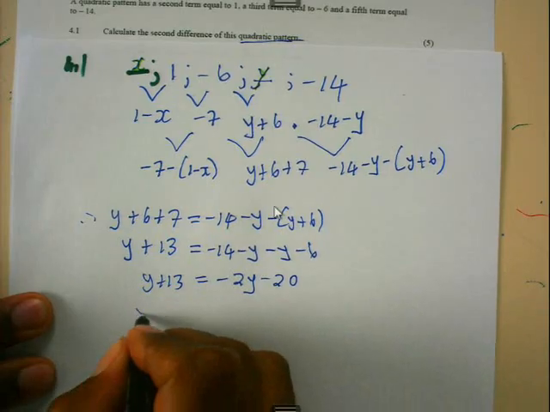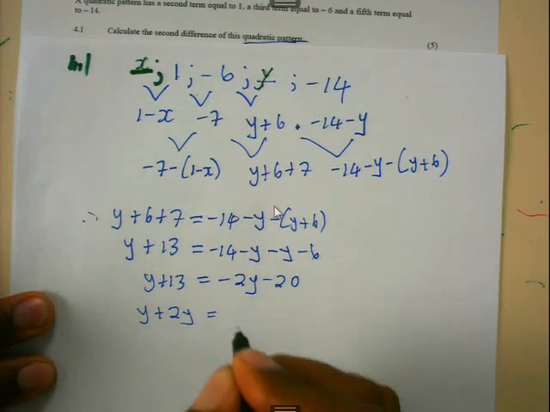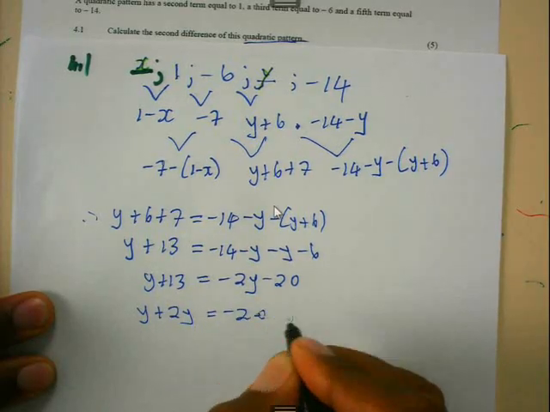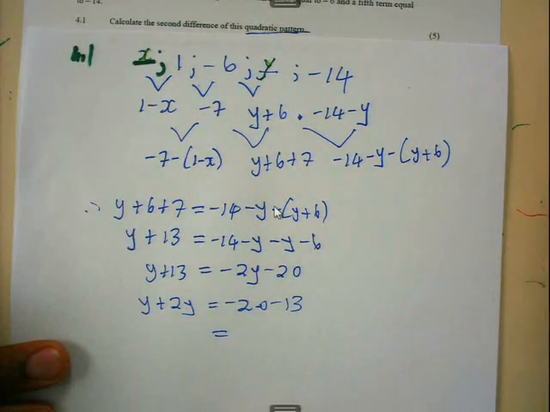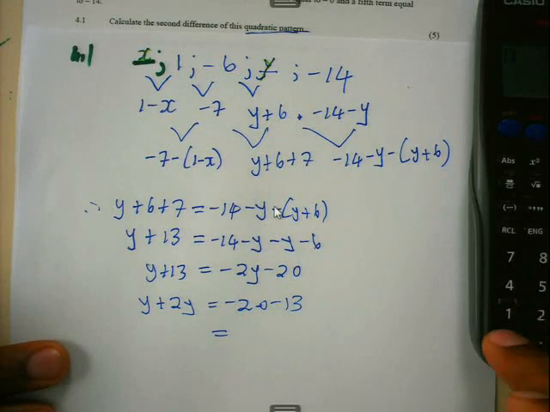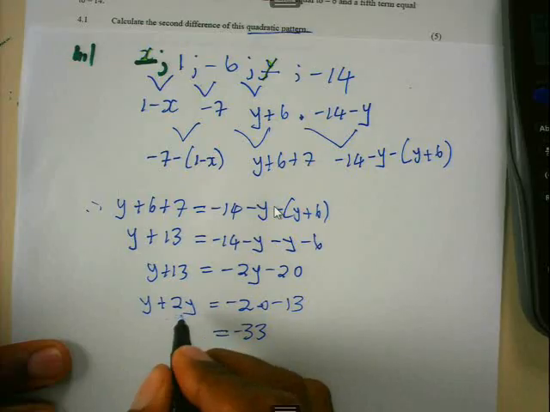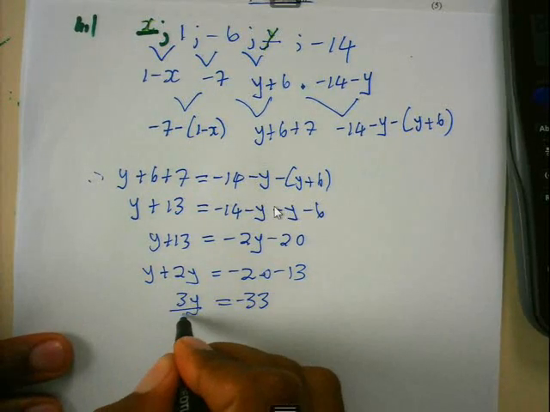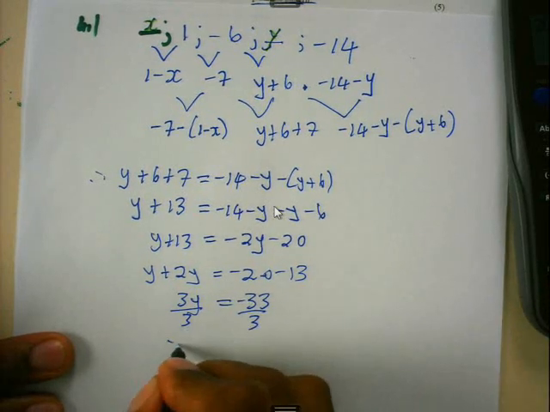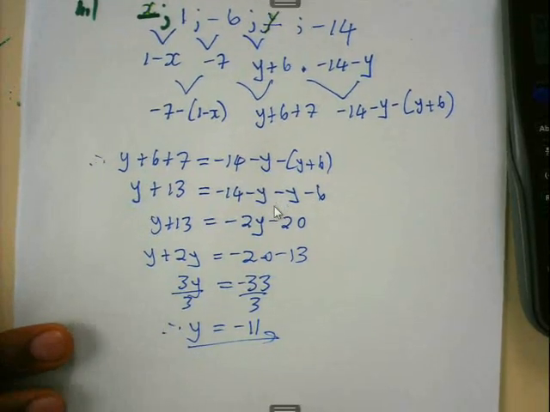Right, now it means now we can collect the unknown to one side. That is 1 plus 2y is equals to what? Minus 20 minus 13. Then from here, when I add the 2, now 20 plus 13, of course, we get what? 33. But of course, the sign is negative. Y plus 2y, then that is 3y. Then immediately after this one, divide by 3. Therefore, I can now say y is equals to what? Y is equals to negative 11.